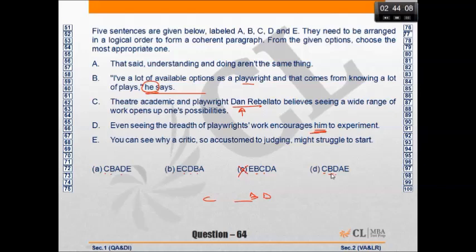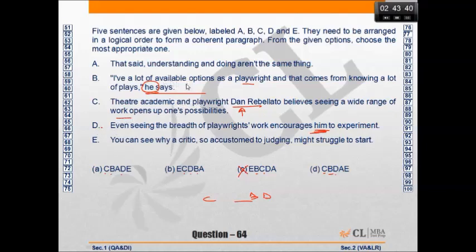Okay, so let me just look at the sequencing of CBD. Theatre academic and playwright believes that seeing a wide range opens up one's possibilities. I have a lot of available options as a playwright that comes from knowing lots of plays. Even seeing the breadth of playwright works encourages him to experiment. Okay, so seeing a wide range of work opens up one's possibilities. Okay, theatre academic and playwright.